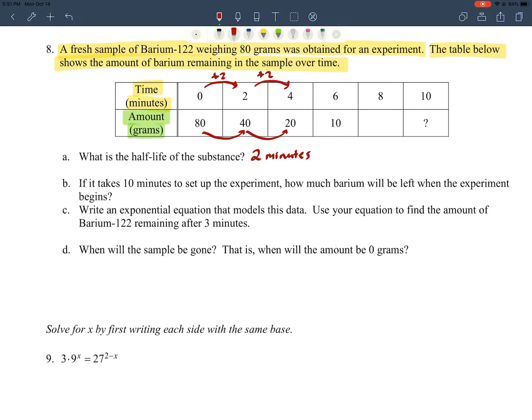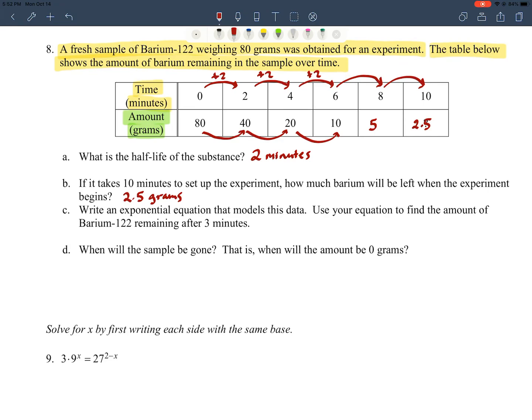So letter B then states, if it takes 10 minutes to set up the experiment, how much barium will be left when the experiment begins? Well, as we continue to work our way across, every 2 minutes we're losing half of our barium. So once we got to 8 minutes here, it would be half as much as it was at 6 minutes. That would be 5 grams? And then when we go another 2 minutes, it's going to cut itself in half again, so that should leave us with 2.5 grams. So there should be 2.5 grams left when they start the experiment.